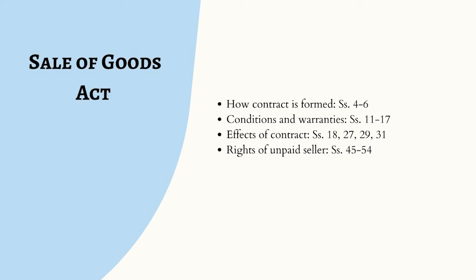Next act that comes under Unit 6 is Sale of Goods Act. It is also one of the simple acts. So under this, just try to know how the contract is formed, what are conditions, what are warranties, and how they are different from each other. Next is the effects of contract, and especially focus on sections 18, 27, 29, and 31. And lastly, just wrap up this act by doing rights of unpaid seller. This is also the important part.